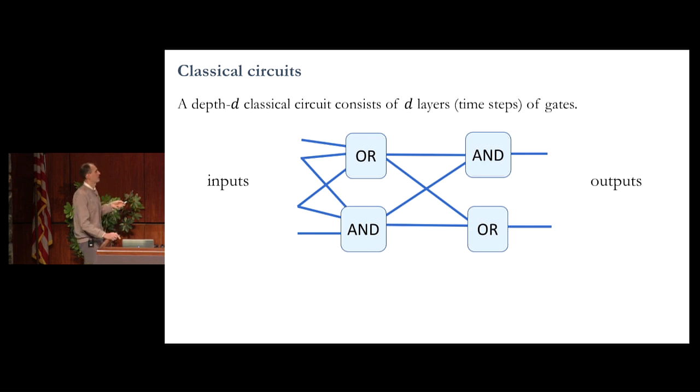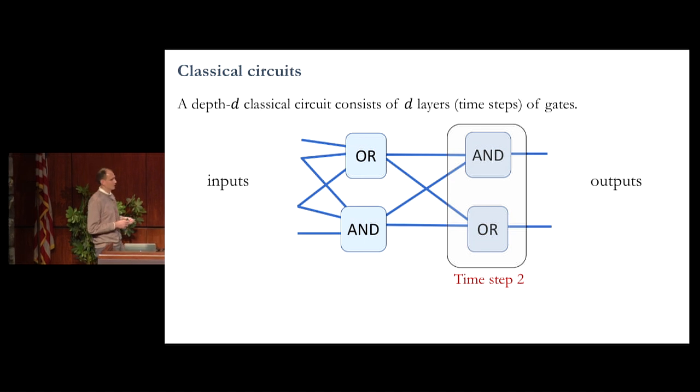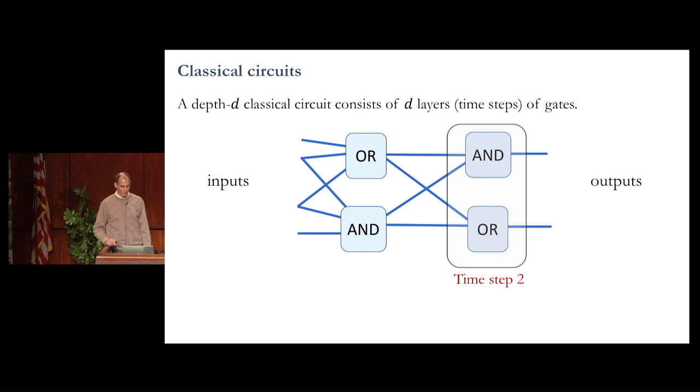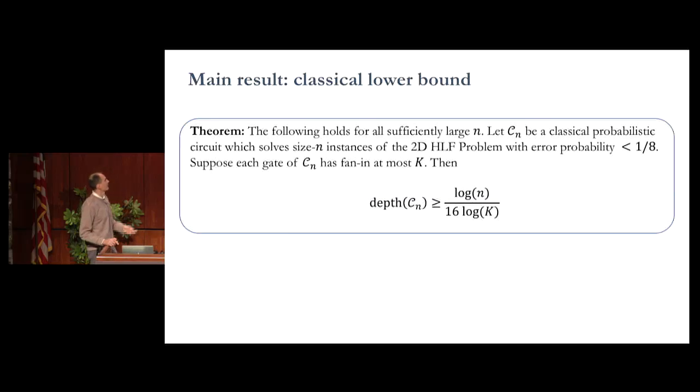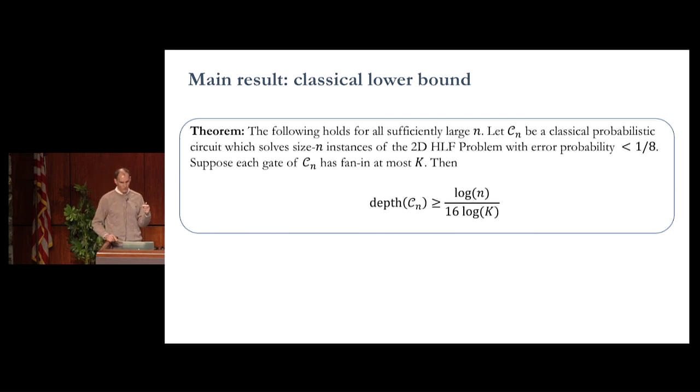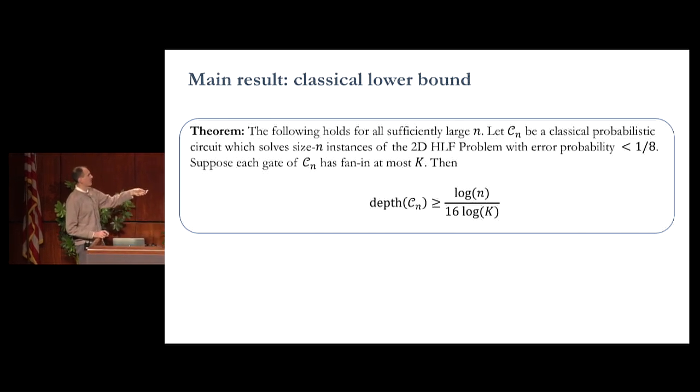A depth d classical circuit basically consists of d time steps. Like in this example, we have just two time steps. Each time step is a product of disjoint gates. This is our main technical result. This gives a lower bound on the depth of a classical circuit that solves two-dimensional instances of the hidden linear function problem. And this bound grows logarithmically with the number of qubits n, and this constant depends only on the fan-in, which is some constant.